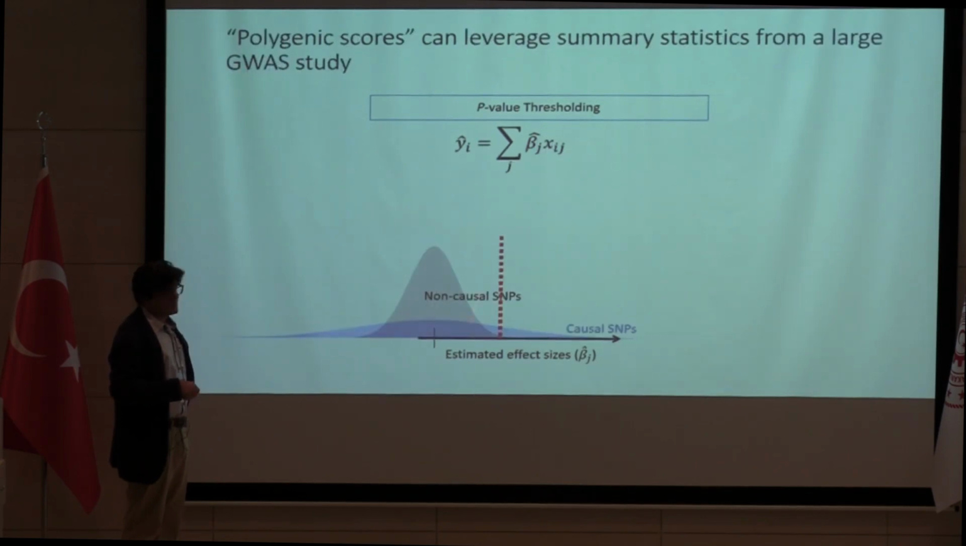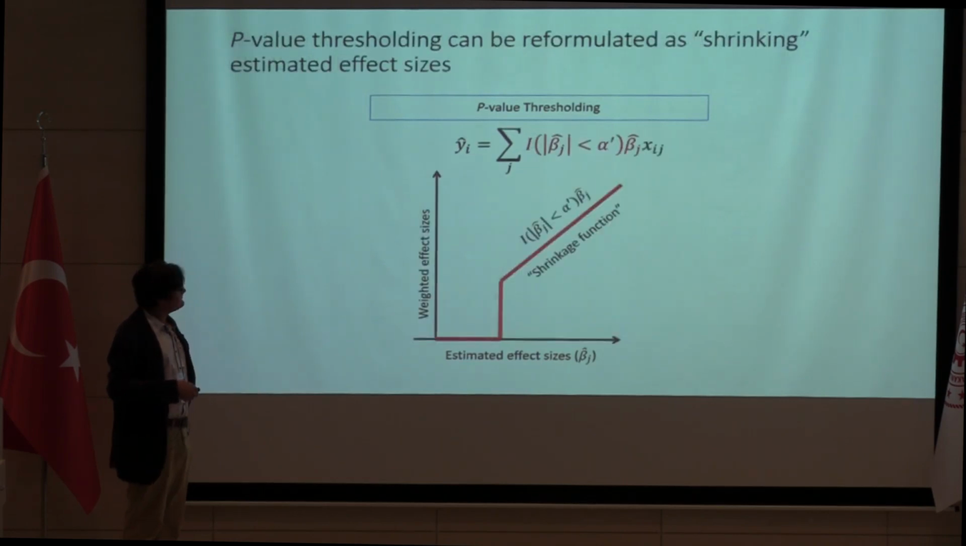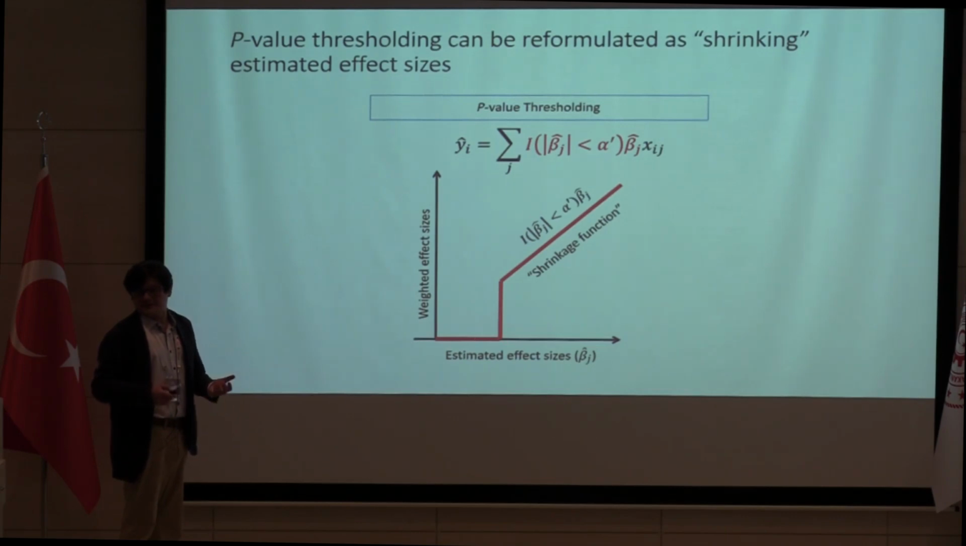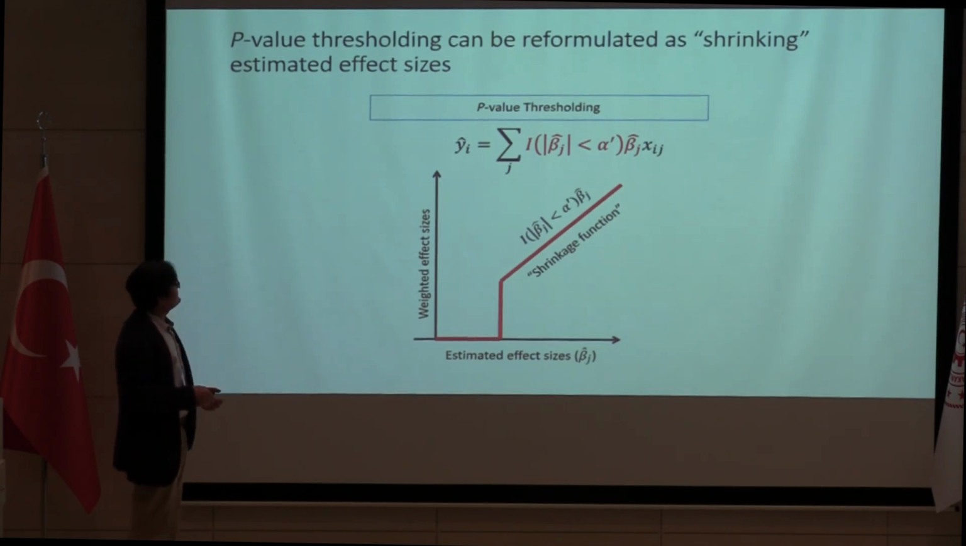I can just cut the noise away and say I'm only taking larger effect variance. And I can say, okay, so I just produce a weight for each variant as a function of estimated effect size. And if I cut some variance to 0, this is how my function looks. It's probably not an ideal function. It's somewhat okay, but it's not ideal. And this is p-value thresholding.